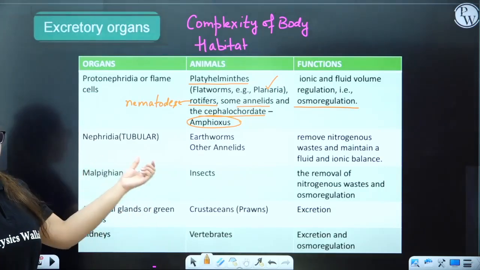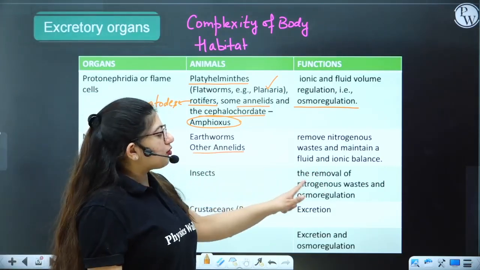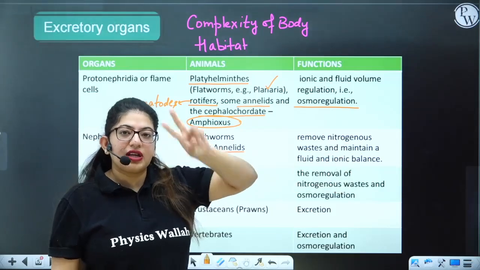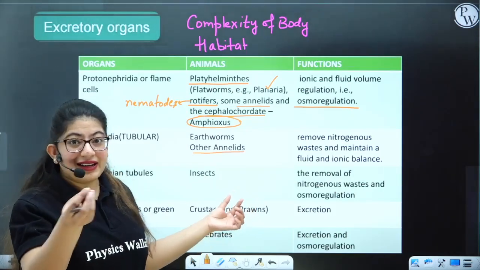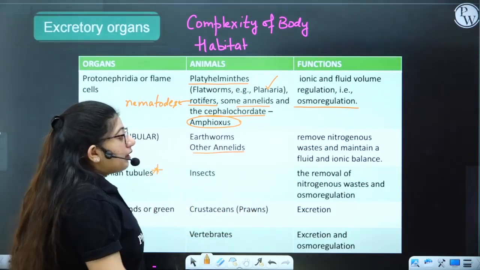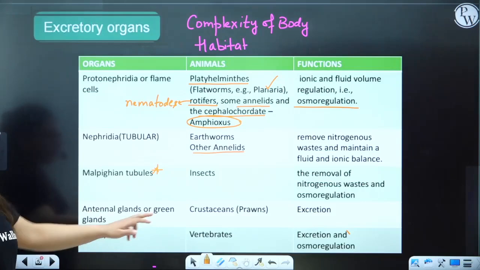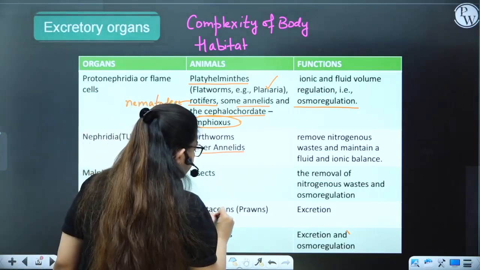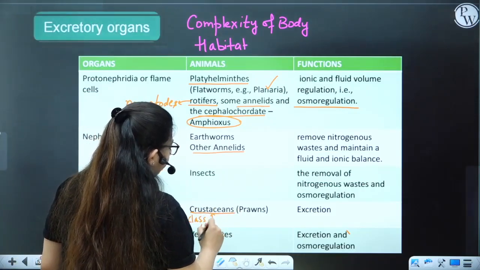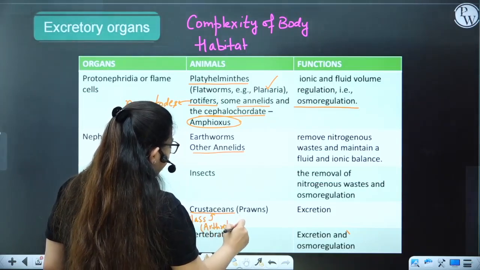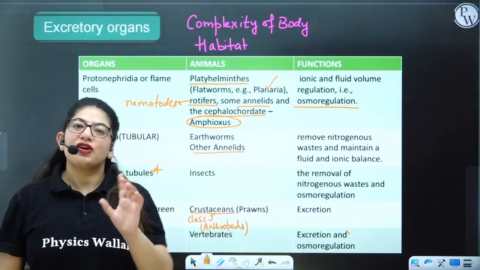Next, we have nephridia. These are tubular structures present in earthworm and some other annelids. They remove nitrogenous waste and they also help in osmoregulation. So both functions are excretion as well as osmoregulation. Malpighian tubules are found in insects like bees, ants and cockroach. It's important, okay? They remove nitrogenous waste as well as help in osmoregulation. Antennal glands or green glands are found in crustaceans like prawns. What are crustaceans? This is a class of arthropods. And they help in excretion. Then we have the kidney in vertebrates, and this kidney helps in both excretion as well as osmoregulation.